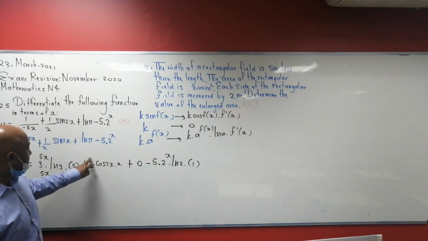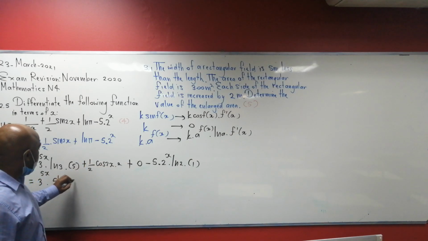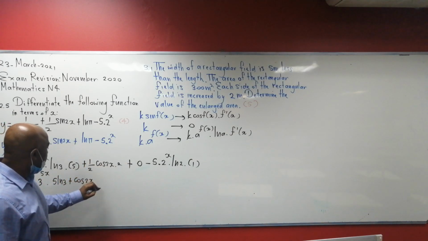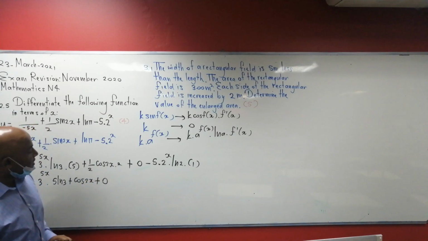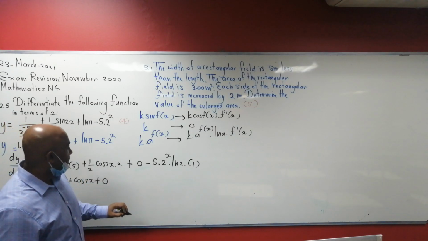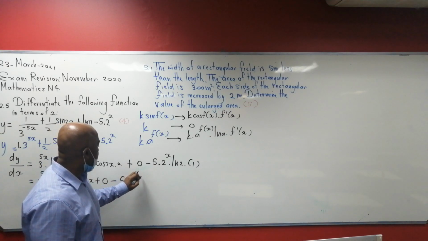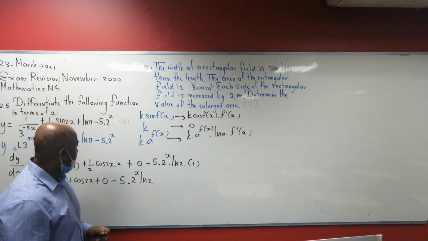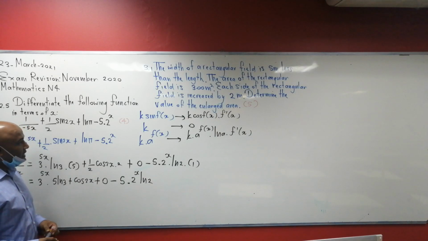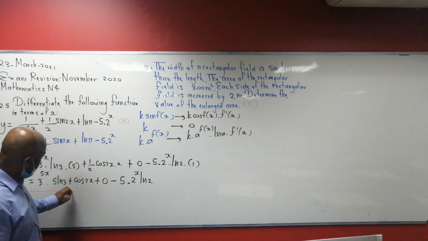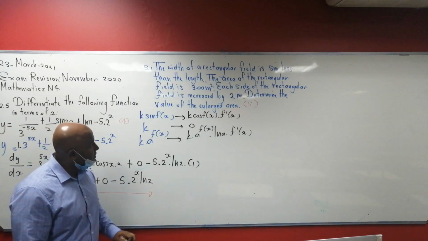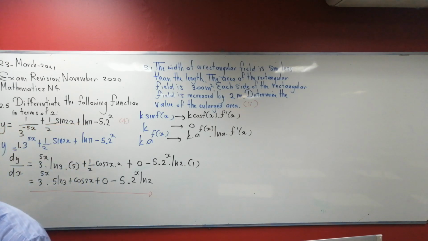So here, 2 times 1 over 2, the 2 and 2 will cancel, and you just end up with cos 2x. 0 was the derivative of your constant. Here, this is minus 5 times 2 to the power x, then ln 2, nothing more to do, and that is 4 marks. Let's move on to the next one.